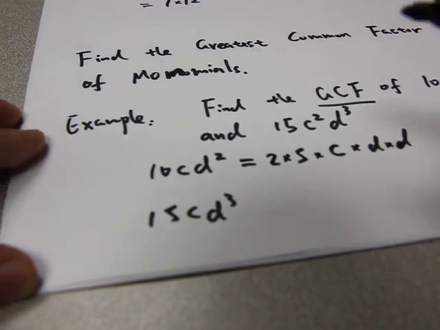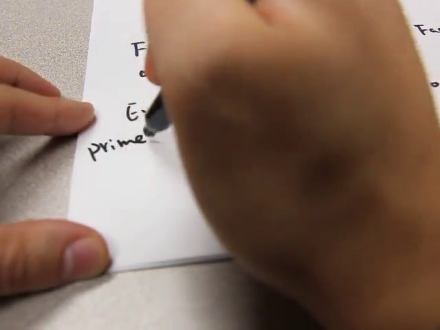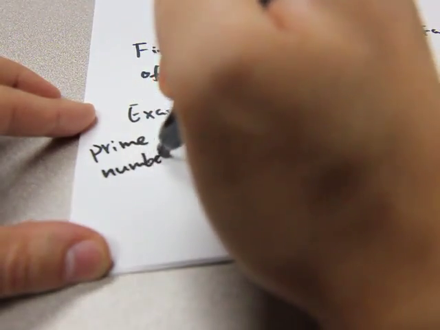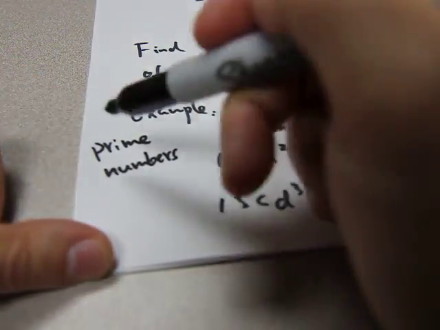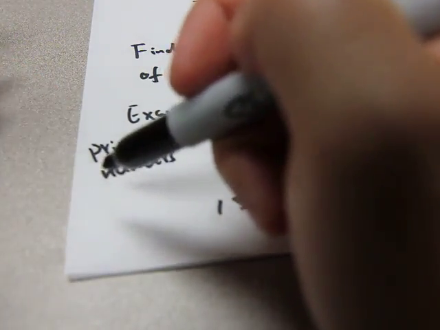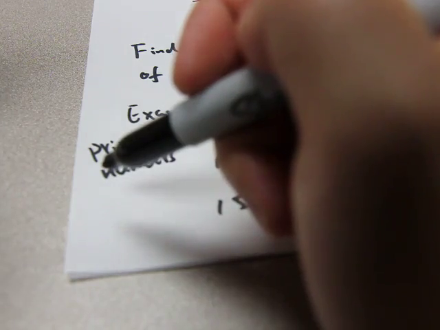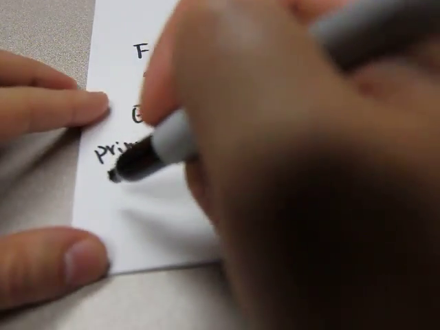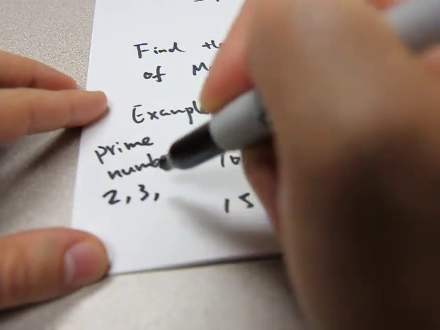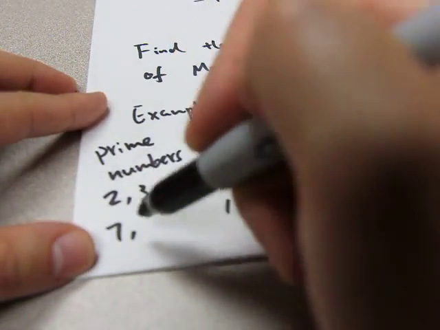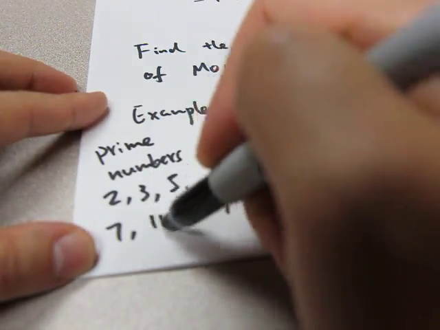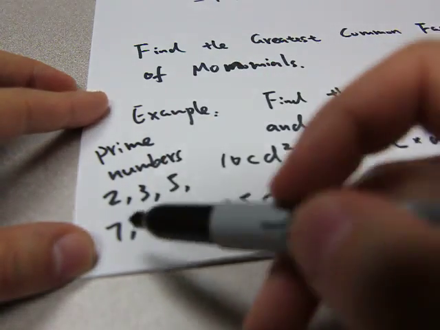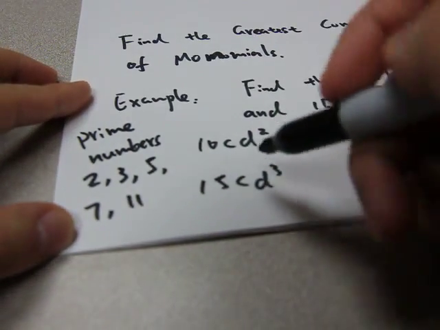Now what are prime numbers? Prime numbers are numbers that can be divided by only 1 and itself. So like 2, 3, 5, 7, and 11. Those numbers are called prime numbers.